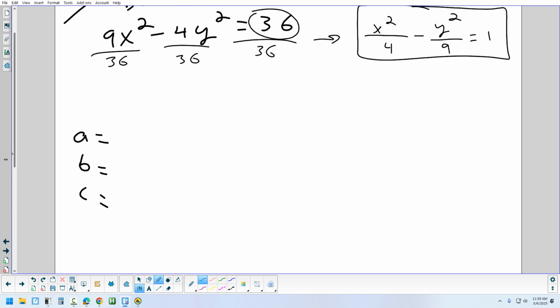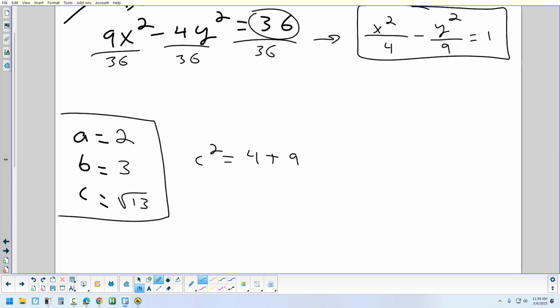All right. What is A? Yep. 2, square root of the first number. Okay, what's B? Yep. 3. Square root of the second number. A does not have to be bigger than B. With an ellipse, yep, it did. Not with a hyperbola. And C? C squared is a squared plus b squared, which means C is the square root of 13.